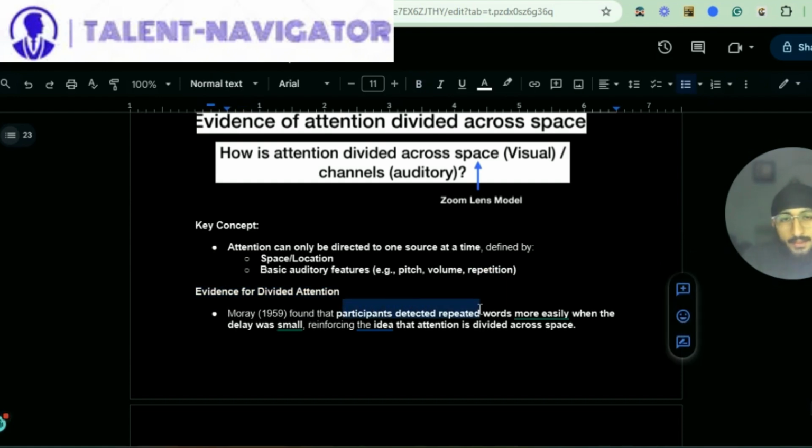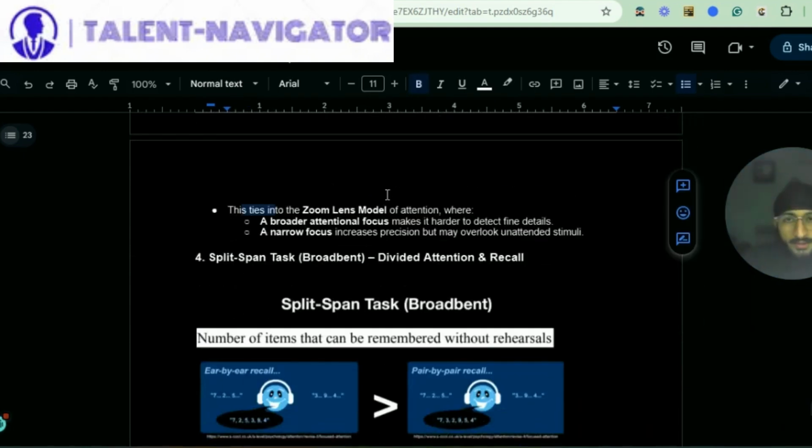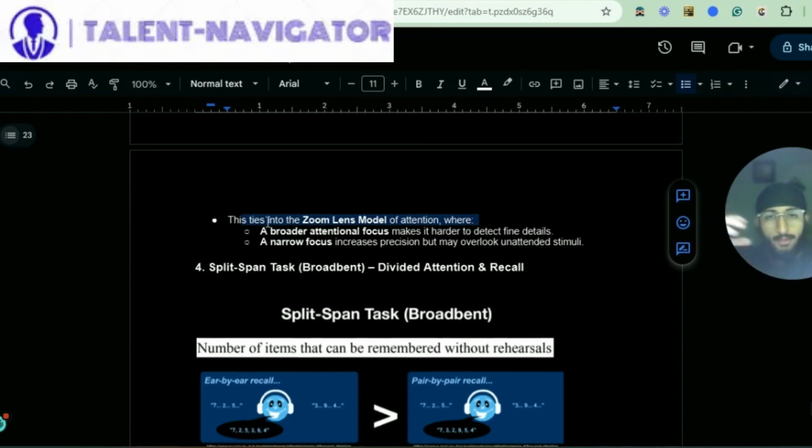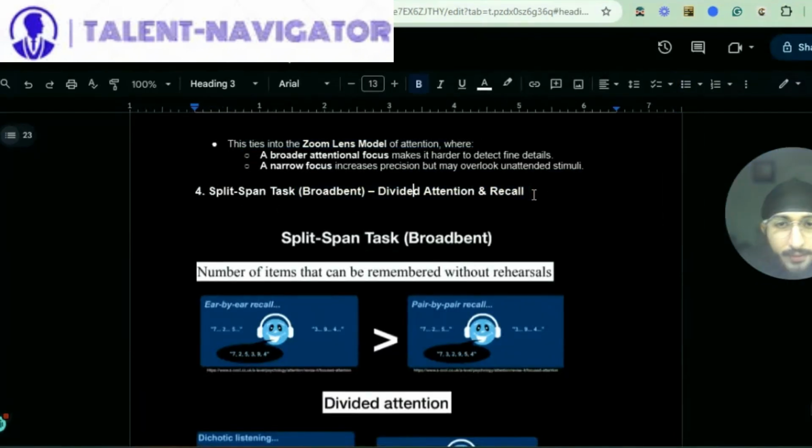Evidence for divided attention. Moray found that participants detected repeated words more easily when the delay was small, reinforcing the idea that attention is divided across space, right? This ties to the zoom lens model of attention, where a broader attentional focus makes it harder to detect fine details, while a narrower focus increases the accuracy or precision but may overlook unattended stimuli. Split span task by Broadbent, divided attention, and recall.